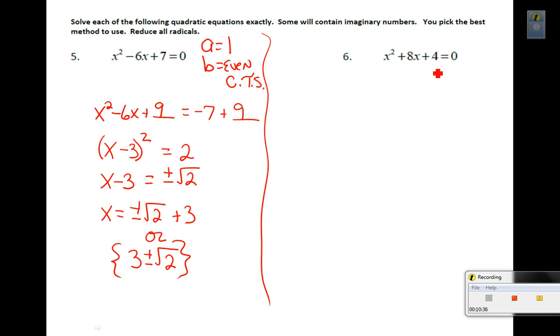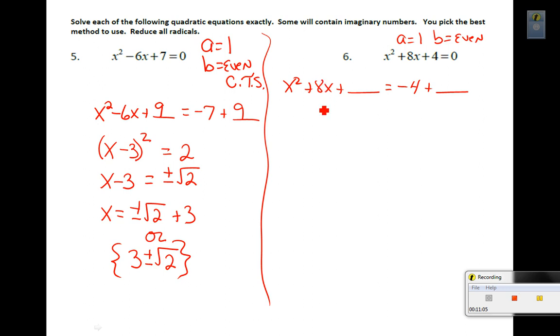I cannot find two numbers that multiply to be 4 that I can make add up to be 8. But in this case, A is 1 and B is even. So I'm going to attack it by completing the square. X squared plus 8x plus blank equals negative 4 plus blank. And then think for a second what this number will be. And hopefully you saw 16.